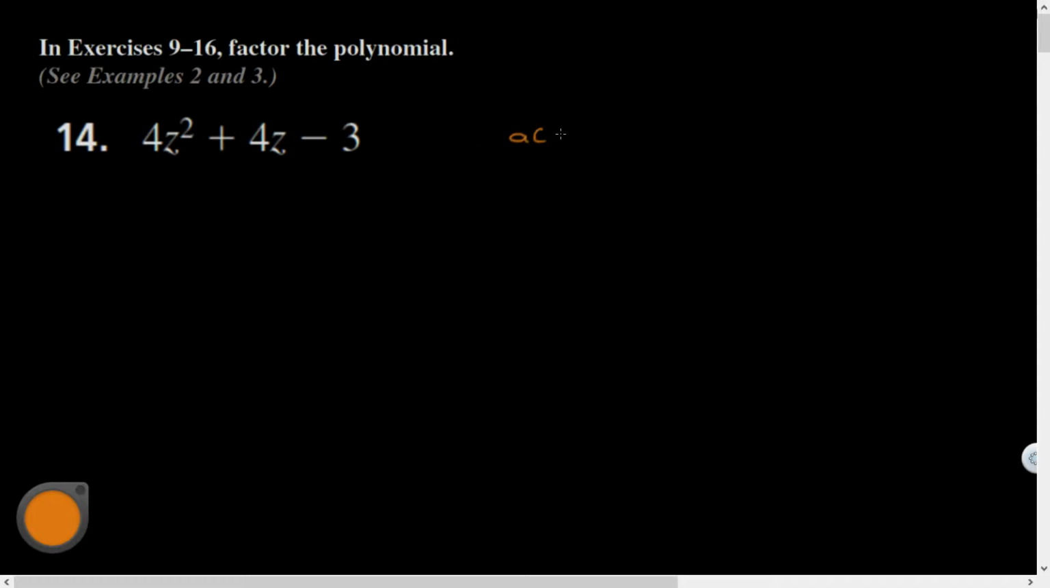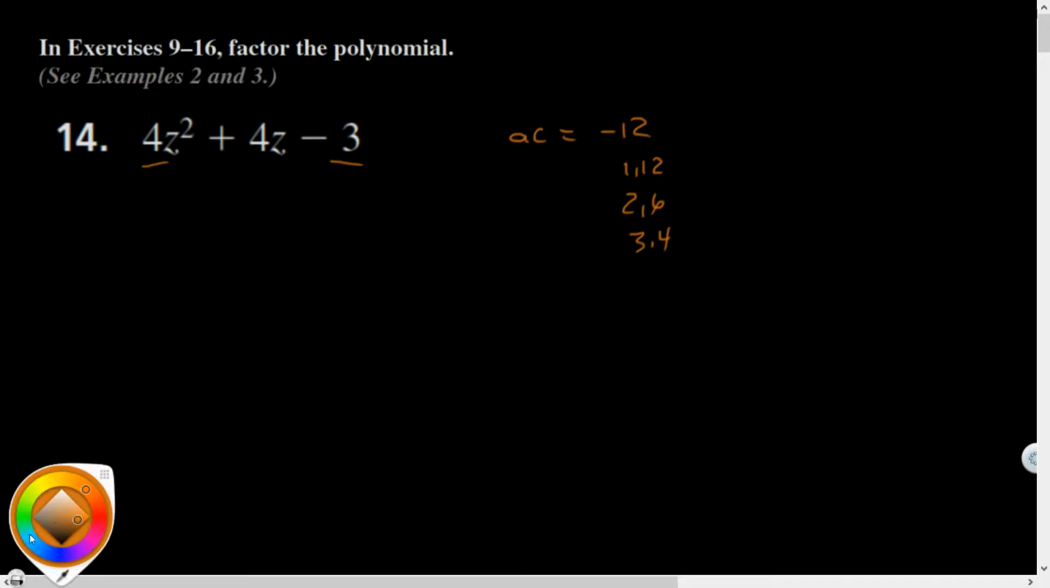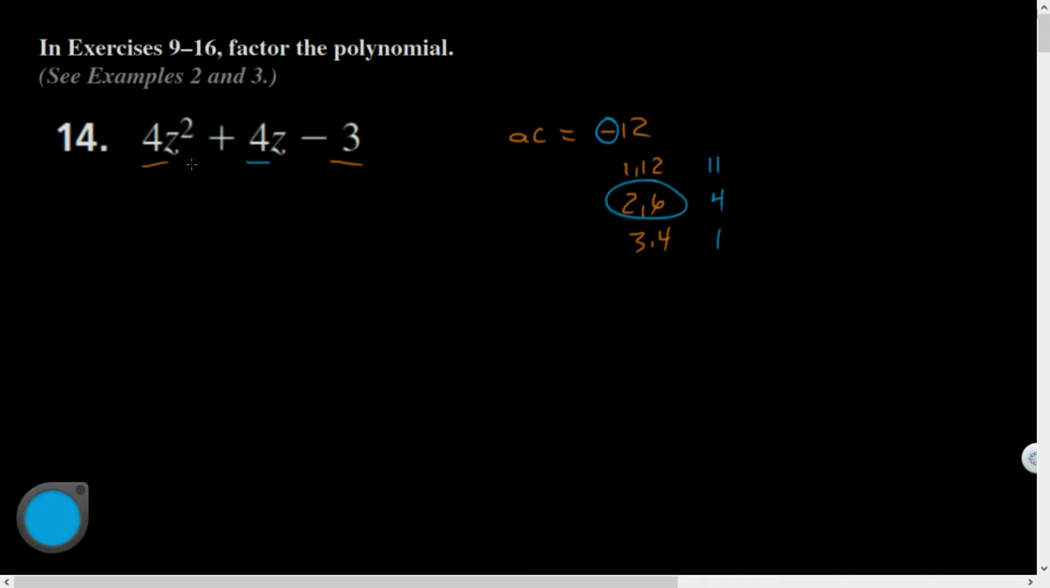So let's find the factors of AC, and 4 times -3 is -12, and so I'm going to find the factors of 12. And which of those factors subtract to be 4? All right, so because the AC is negative, I'm looking for the differences here instead of the sums. So 12 and 1 have a difference of 11, 2 and 6 have a difference of 4, 4 and 3 have a difference of 1. Looks like that's the one I wanted.